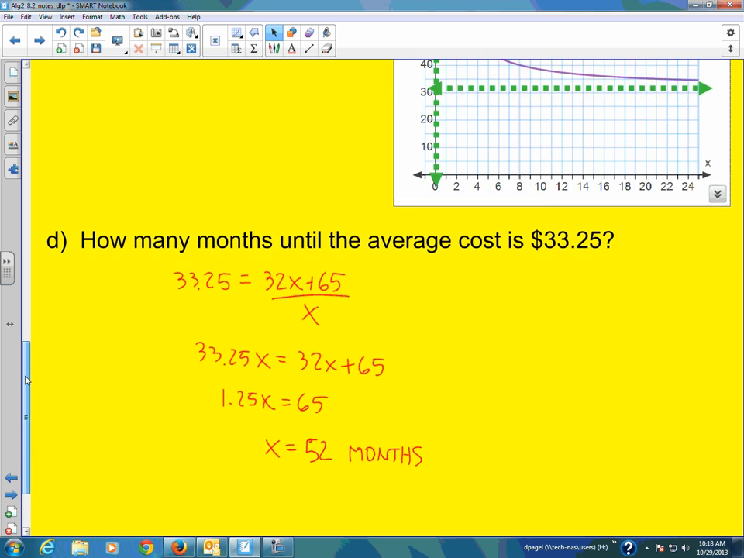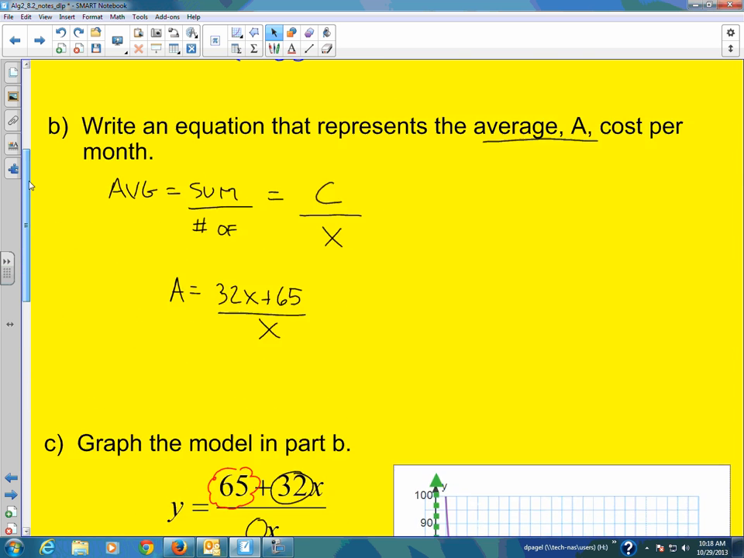So there's an application for our rational equations. Hope that was helpful.